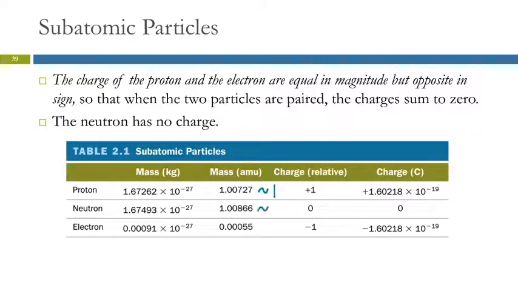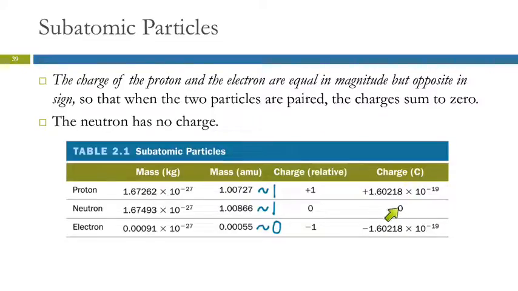Approximately 1, and approximately 0. You should know that. The charges, okay, so we saw how they determined the charge on an electron. The charge on a proton is the same value, just opposite in sign. So the actual charge is 1.60218 times 10 to the minus 19th coulombs.